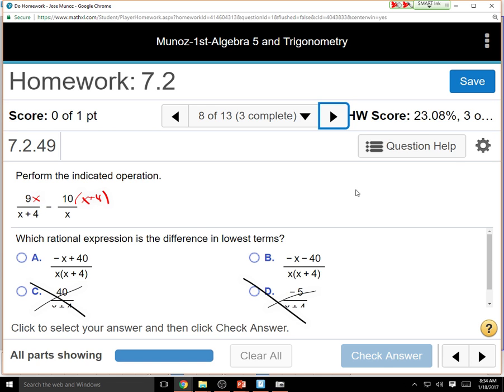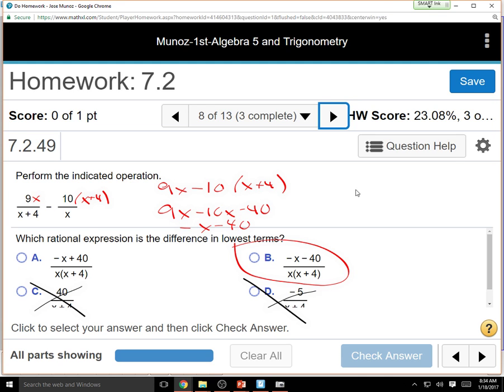You see that? I think we used to do that with fractions, but it was easier to see when it was just a single number. So now we've got in the numerator 9x minus 10x times x plus 4. So that's 9x minus 10x minus 40. So that's going to be a negative x minus 40, which is this one. I was about to make that mistake here and choose this one, because I was going to just multiply it to 40, but that negative is being distributed to both of those items.